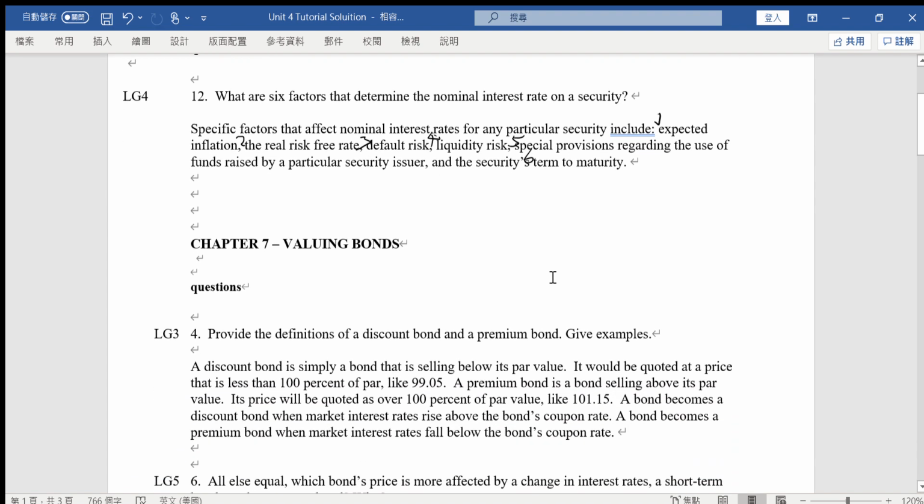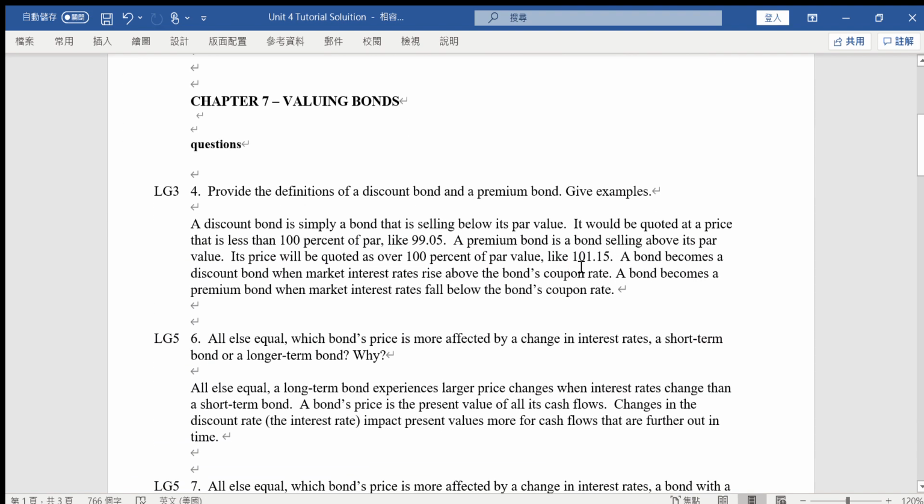Okay, then for the coming questions, all of that will be related to the valuation of bonds. For the first one, it asks you to provide the definition of a discount bond and a premium bond, and also give examples. You should define it simply: a discount bond is a bond that is selling at a market price lower than its par value.